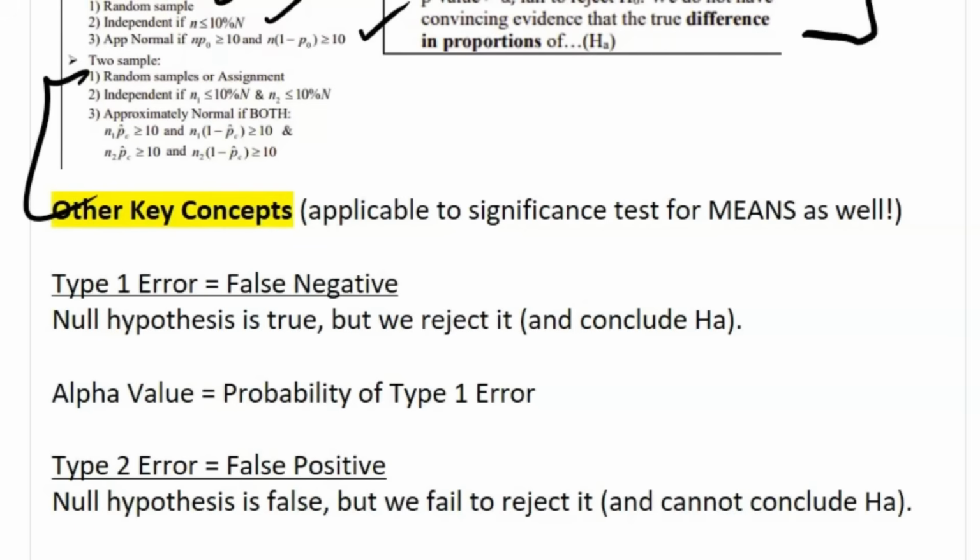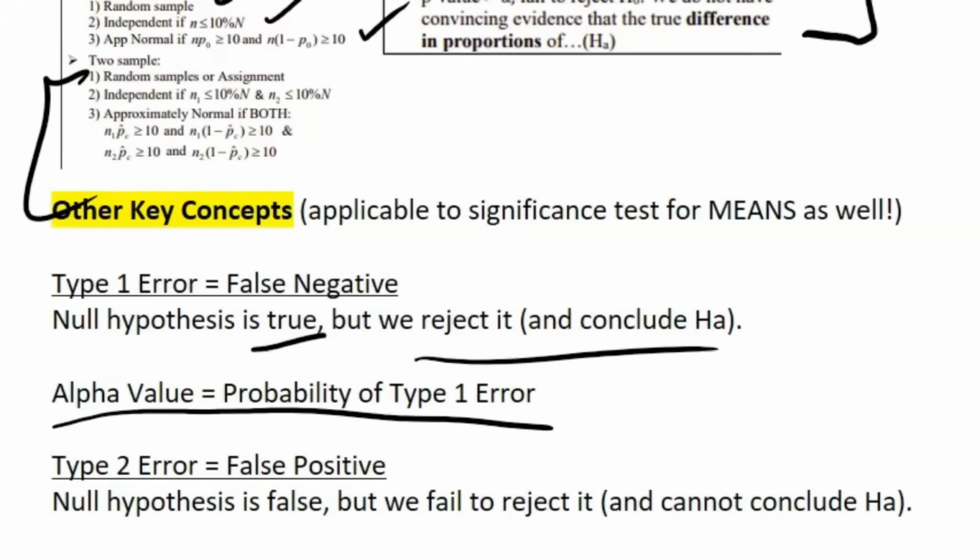So type 1 error, I like to think about it as a false negative. This is where the null hypothesis is true, but we reject it and conclude HA, right? There's really no other way to explain this. But something else to know is that your alpha value is equivalent to the probability of your type 1 error, okay? So if you increase the alpha value, the probability of making a type 1 error is also going to increase.